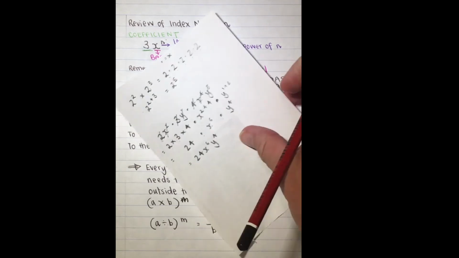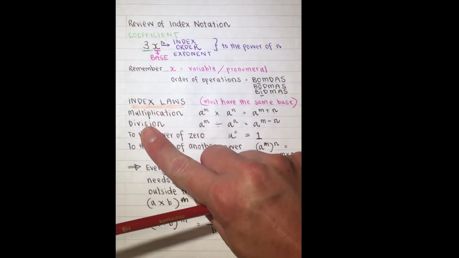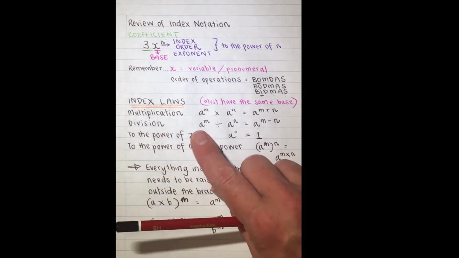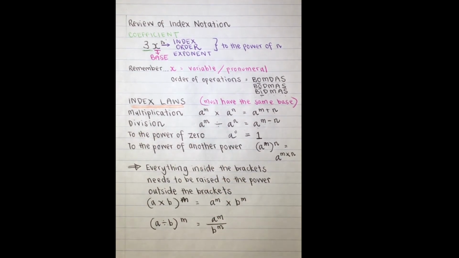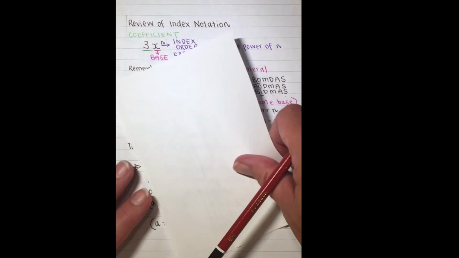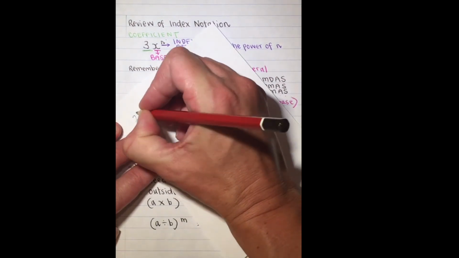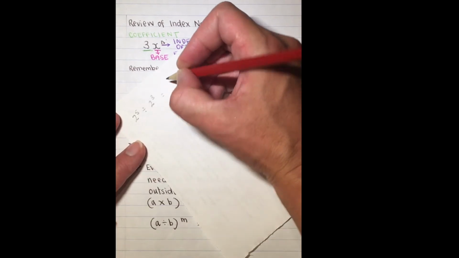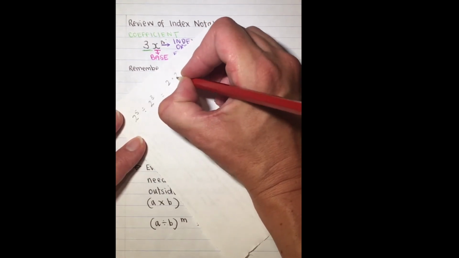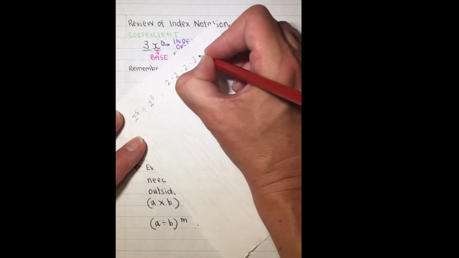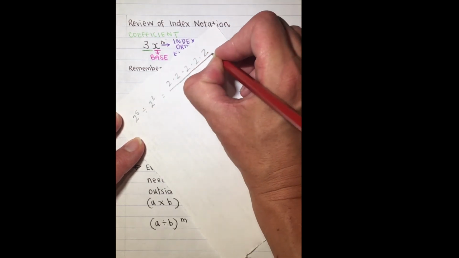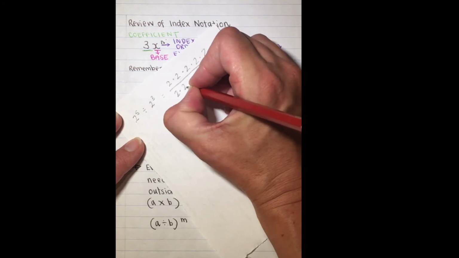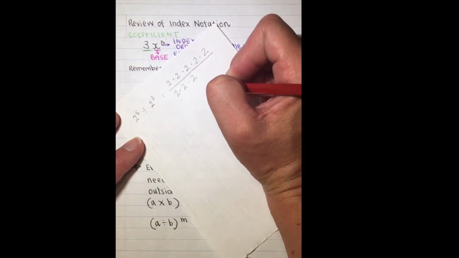I'm going to move straight on to dividing. So, index laws involving division, where I've got the same base. So super fast, let's have a little look at what happens if I've got something like 2 to the power of 5 divided by 2 to the power of 3. I know that equals 2 times 2 times 2 times 2 times 2, divided by 2 times 2 times 2.